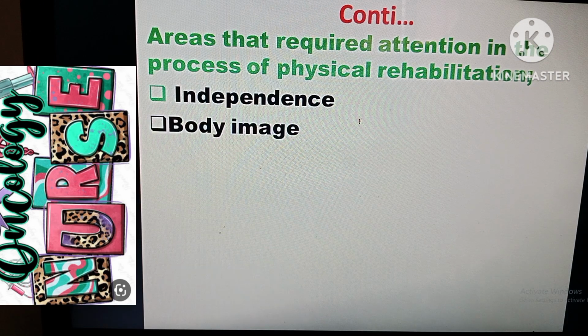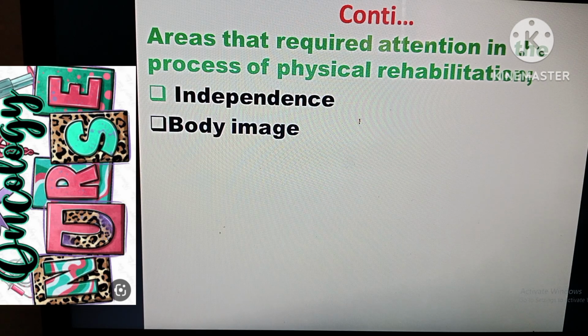One is independence. Regarding independence, though he is in the third or fourth stage, whatever part of the body the cancer may be in, we have to make him completely independent, not dependent on others. As much as he possibly can, he should be capable of doing by himself. That is independence. Body image.